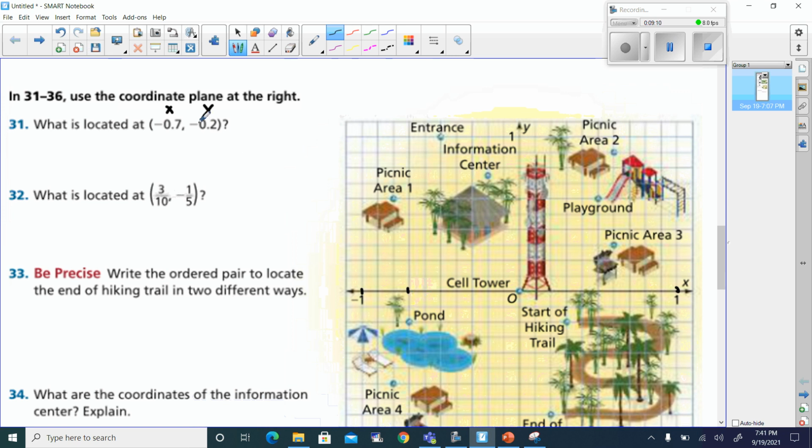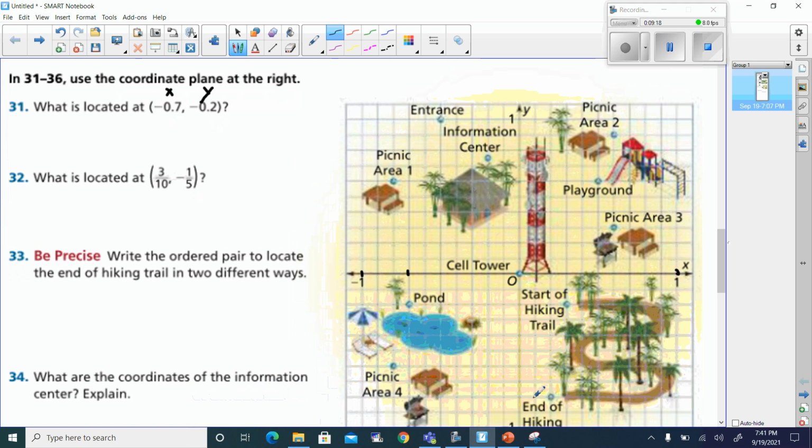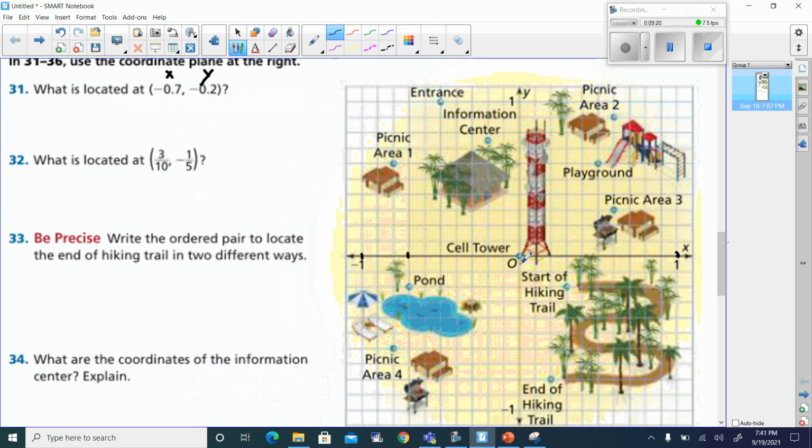And now I have -0.2. And that means I'm going down. This is all the positive numbers up here. So if this works the same way, yep, there's -1. So I'm going to have to go down to 1, 2. That would be -2. So we'd have our location right here, and it says, what is located there? What looks to me like the pond is located there. So I'm going to write the pond.